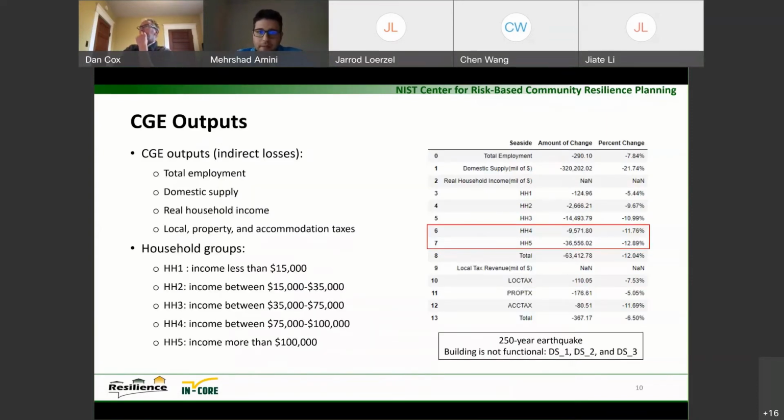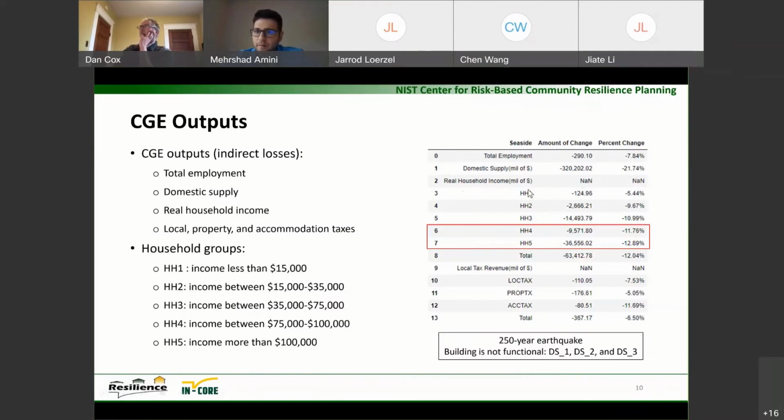And this is an example of the CGE output. This output includes the total employment, domestic supply, real household income, and the local property and accommodation taxes. You can see on the right table, for each of them, we have the amount of change, in units of million dollars, and also the percentage.